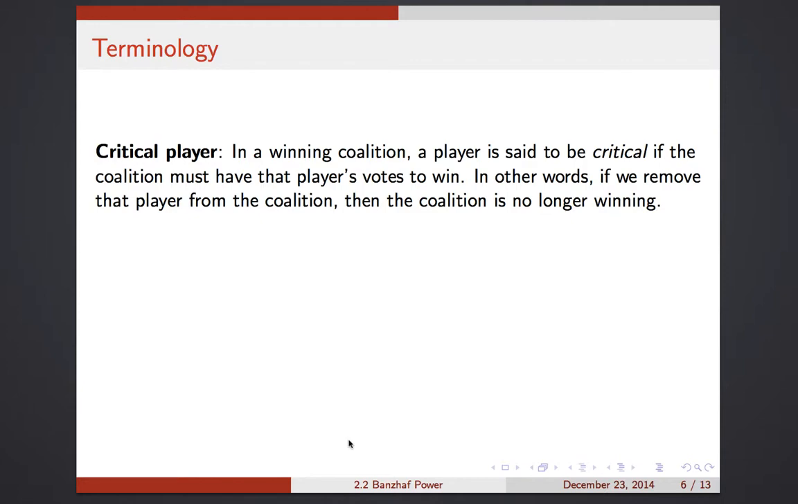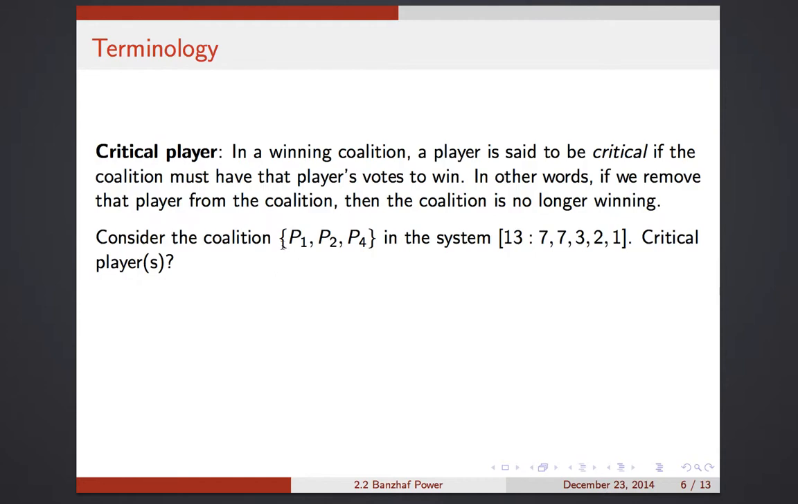The next definition is a critical player. So once you have a winning coalition in front of you, a player is said to be critical in that coalition if the coalition must have that player's votes to pass the motion. In other words, if you kick that player out of the coalition, then the coalition is no longer winning and is now losing. So the player is critical if he or she really is needed to pass the motion.